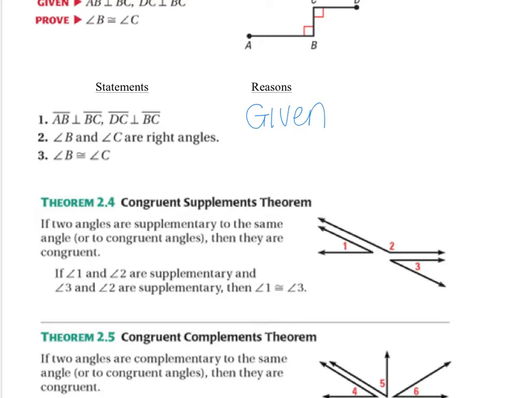And to say that B and C are right angles, well, we're told they're perpendicular, and we know perpendicular lines form right angles. So that's the definition of perpendicular lines. And then saying that we have two angles that are right angles and that those two angles are congruent is that theorem we just proved, which is all right angles are congruent.